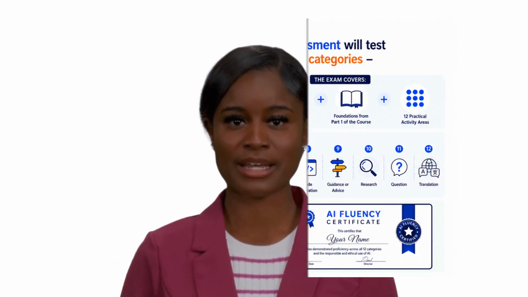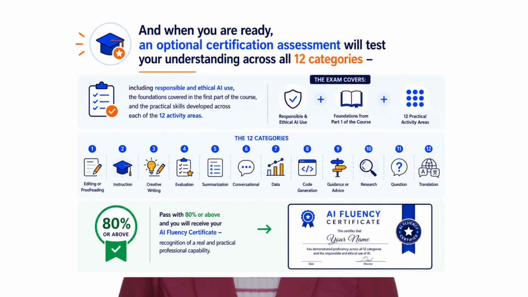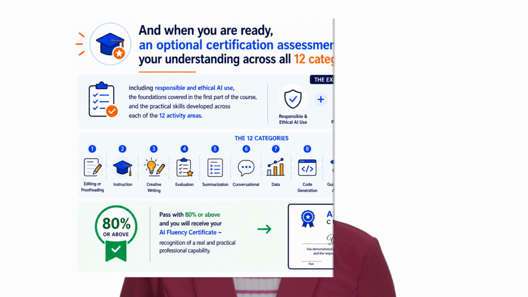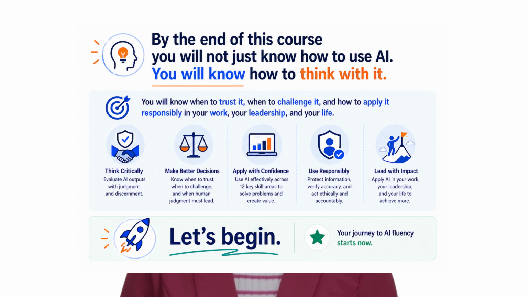And when you are ready, an optional certification assessment will test your understanding across all 12 categories, including responsible and ethical AI use, the foundations covered in the first part of the course, and the practical skills developed across each of the 12 activity areas. Pass with 80% or above, and you will receive your AI Fluency Certificate or digital badge, recognition of a real and practical professional capability.